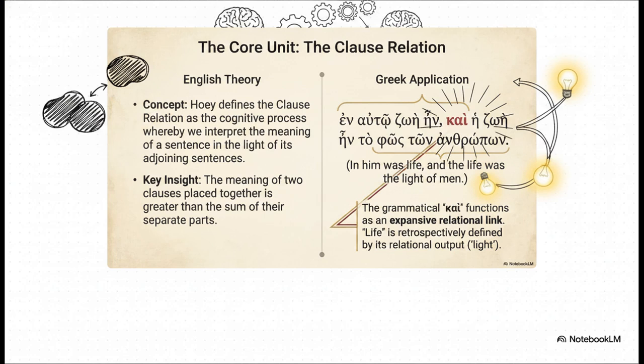Let's look at a concrete Greek application to see how this works. Take the Gospel of John, chapter 1, verse 4. "In him was life, and the life was the light of men." Traditionally, we just see that grammatical kai, the Greek word for "and," as a simple additive conjunction, like item A plus item B. But through the lens of discourse analysis, that kai functions as an expansive relational link. Life is being retrospectively defined by its relational output, which is light. That little conjunction actually forces our brain to execute a cognitive process that merges these two profound theological realities together.